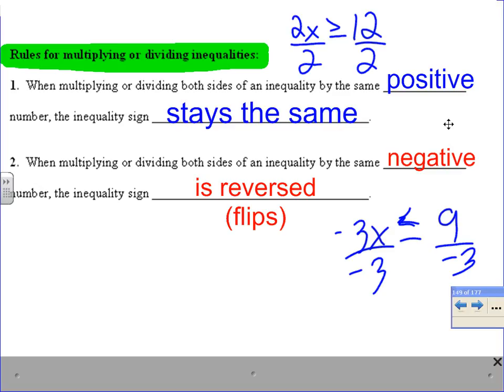So the second one says when you're multiplying or dividing both sides of an inequality by the same negative number, the inequality sign is reversed or it flips. Okay, it's reversed or it flips. If you don't reverse or flip it, it's not going to be a true statement anymore. Annalise.